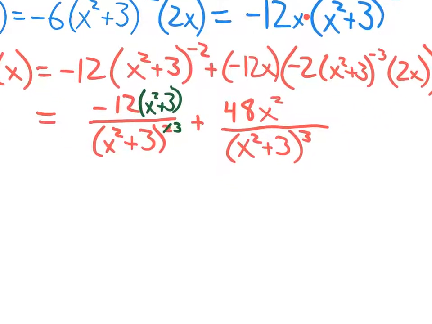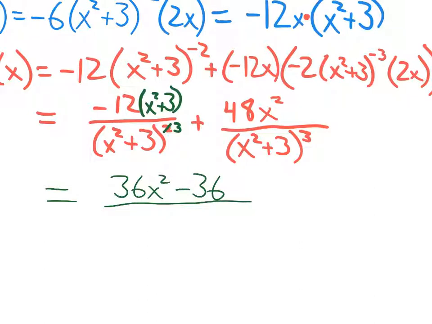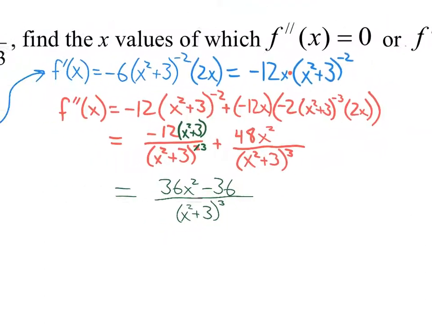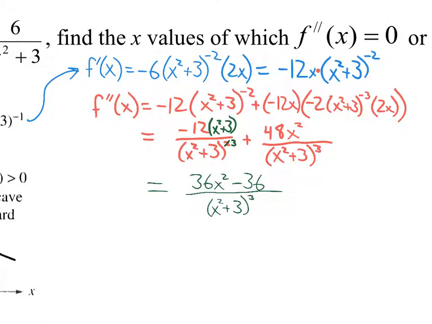Okay? If I combine like terms now, distribute the negative 12, I'm going to have negative 12x squared plus 48x squared, which is 36x squared, minus 36, oh that's nice, over x squared plus 3 cubed. Okay, so that is my second derivative.